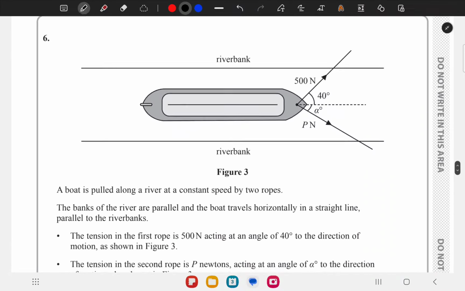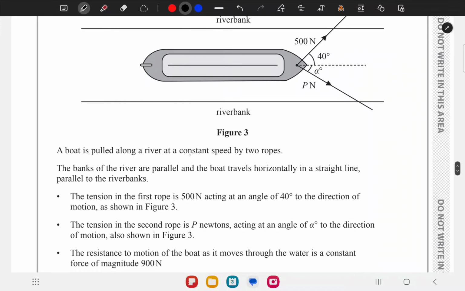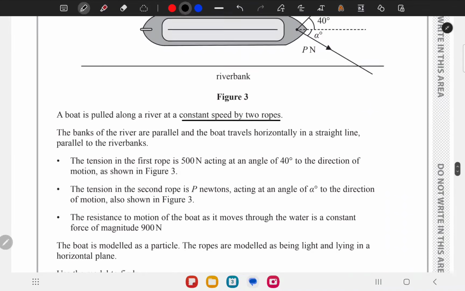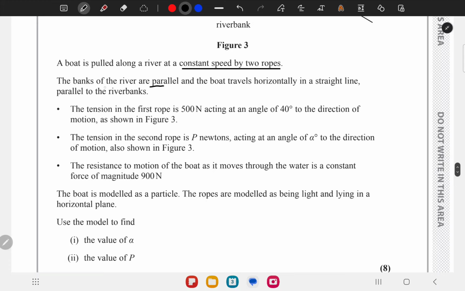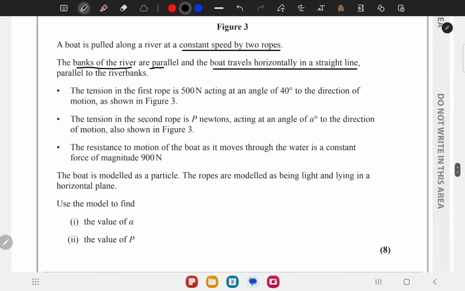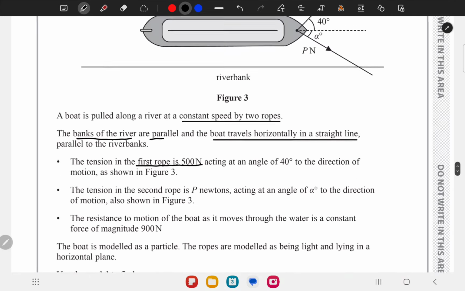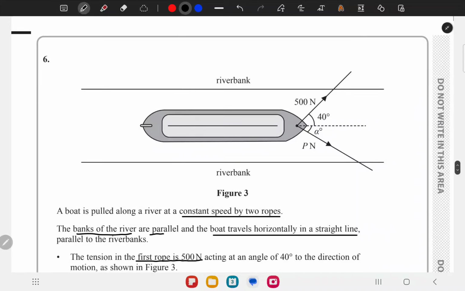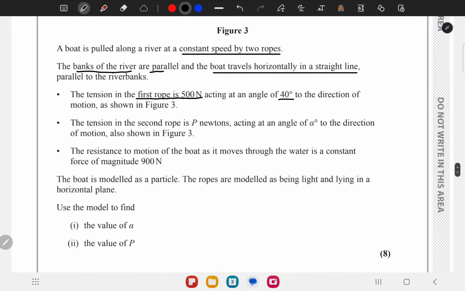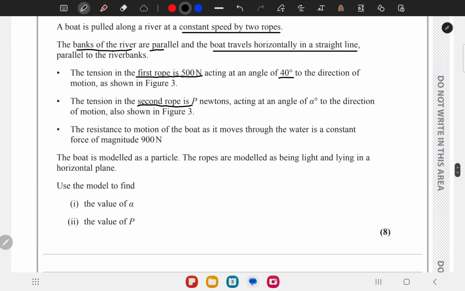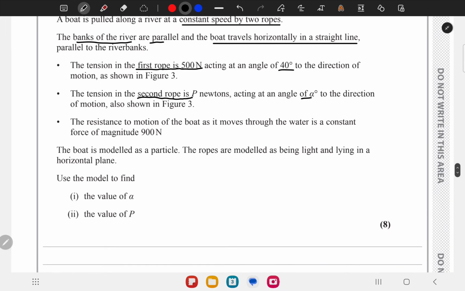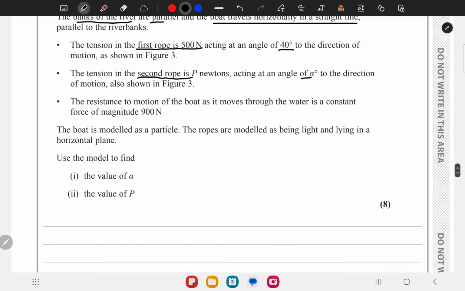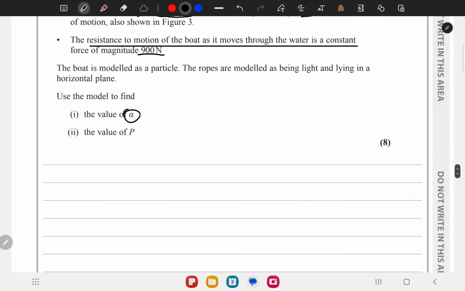Now in question 6, we are given that a boat is pulled along a river at a constant speed by 2 ropes. We are given that the banks of the river are parallel and the boat travels horizontally in a straight line. We are given that the tension in the first rope is 500 newtons, acting at 40 degrees, and that the second rope has a tension of p newtons at an angle of alpha, and that the resistance to motion of the boat as it moves through the water is a constant magnitude of 900 newtons. So from here we have to find alpha and p.